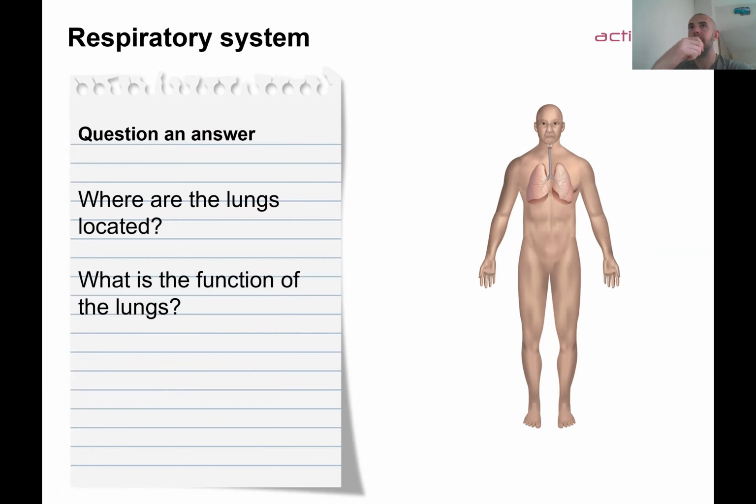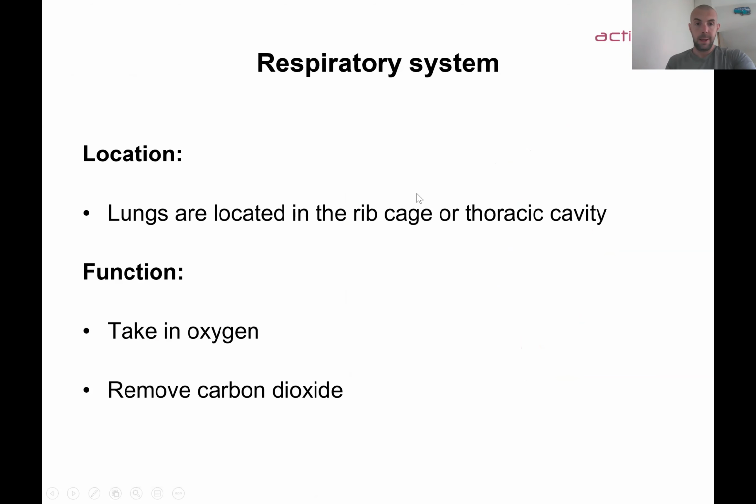When you learn about it, there's not actually a lot in between the lungs and the rest of the body, okay? So we've got to be really careful, especially with techniques like acupuncture and dry needling, that the needles aren't going in and potentially causing damage to the lungs. There we go. Rib cage or thoracic cavity. Their function is to take in oxygen and remove carbon dioxide.